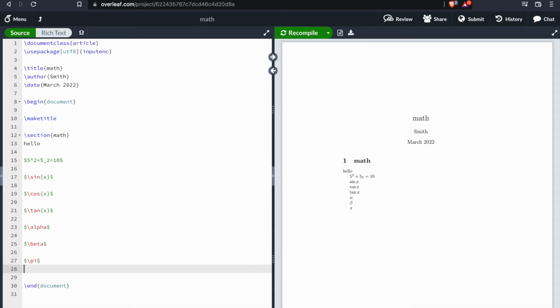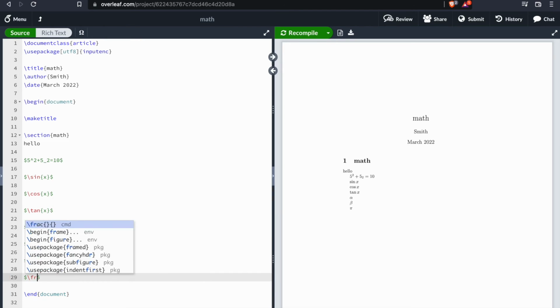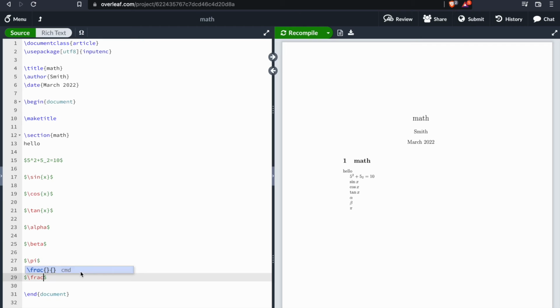We could also do fractions. Pretty cool right here. Dollar sign, backslash frac, not fraction. Yep, you see right there. The first bracket indicates the numerator. The second bracket indicates the denominator. So if we recompile, there we go. We get 2/3 right here as our fraction.